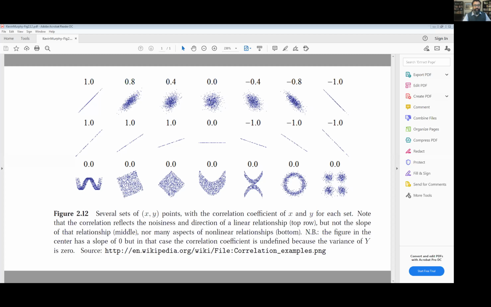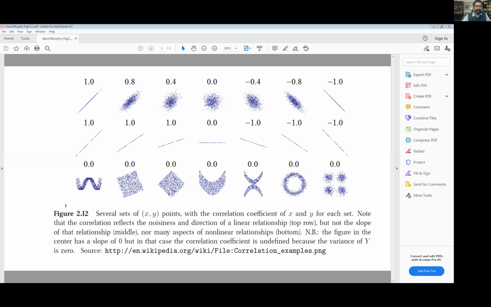Okay, so what I want to start out with deals with the answer to the question that Mohsen raised last time. He asked, can you try to give an intuitive explanation of what the correlation coefficient represents? So this is a figure that I promised to show you.